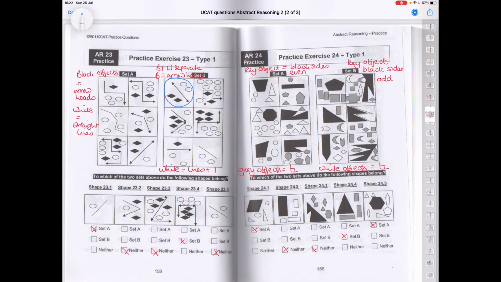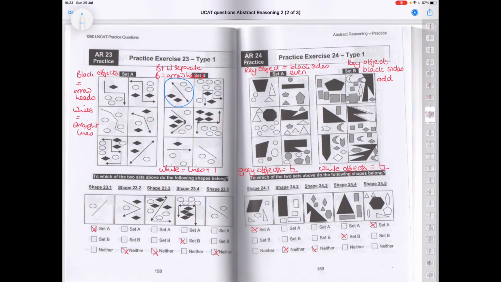Number 24, there's a key object. So just to take a look from a distance, there's a large black object in each one. That's going to be a key object. The other objects are the number of sides that that object has. And they're always even on set A, and they're always odd on set B.